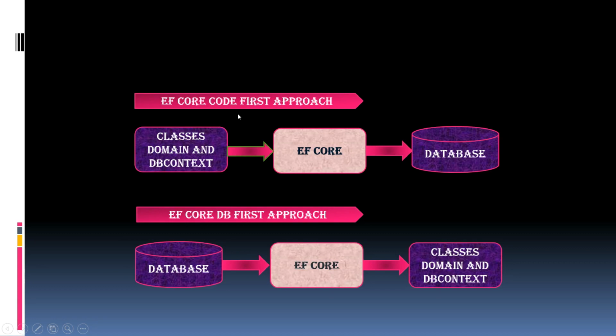EF Core supports the code first approach as well as the database first approach. However, with the database first approach, there is very limited support in EF Core at the moment. With the code first approach, we first create our application domain classes like Product, Customer, etc. and the special class that derives from Entity Framework, that is the DbContext class. Based on these domain and DbContext classes, EF Core creates a database and the relevant tables. EF Core uses its default conventions to create the database and the database tables. We can also change these default conventions if we want to.